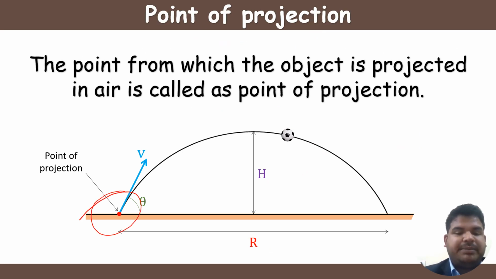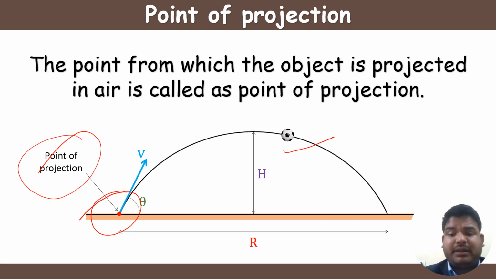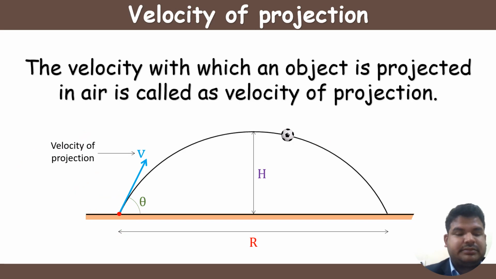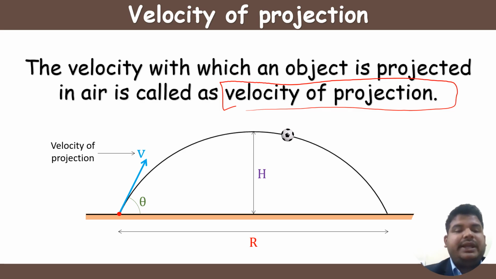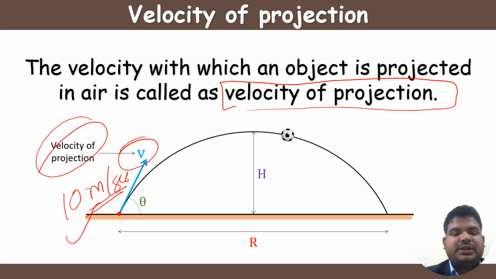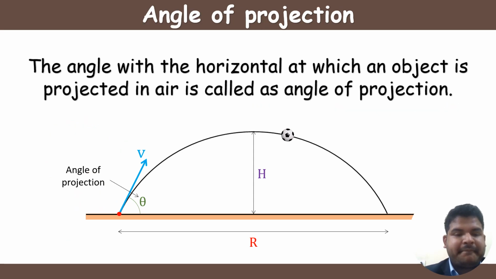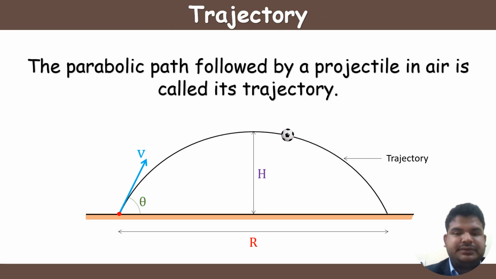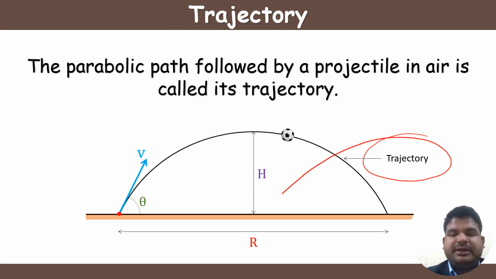As you know very well, this is the point of projection. This is the ball. The point of projection is where you kick the ball. Then the initial velocity: suppose you hit with 10 meter per second, then the velocity of projection is 10 meter per second. You got it? Angle of projection, it is very clear. Path, very well. Trajectory.